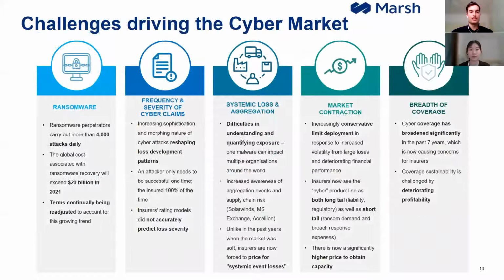There's been a wide variety of challenges driving the cyber market in recent years. One of the major ones has been ransomware. Ransomware has been prolific since 2019, and it is said that 4,000 attacks are carried out daily by ransomware perpetrators. The global cost associated with ransomware is expected to exceed $20 billion in 2021, and as such, terms are continuously being adjusted by insurers to account for this growing trend.